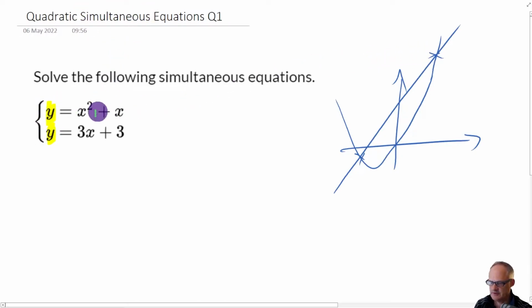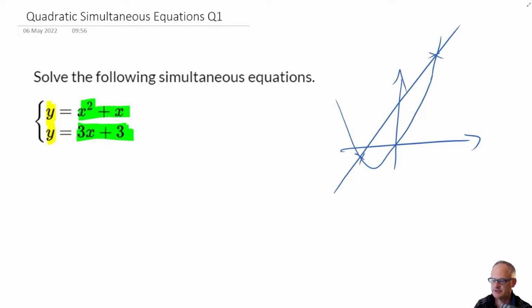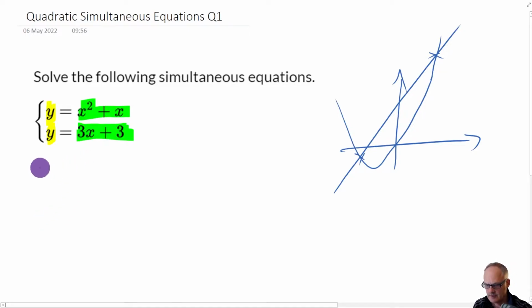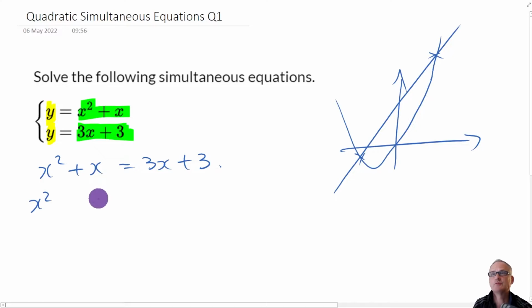So if the y value is the same, that means this is equal to y, and this is also equal to y. So the green bits must be the same. So we must have x squared plus x equals 3x plus 3. And we get everything onto the same side because we have a quadratic. And if you don't know how to solve quadratics, go on to a video on how to solve quadratics. Take away 3x, we get minus 2x. Take away 3, we get minus 3.